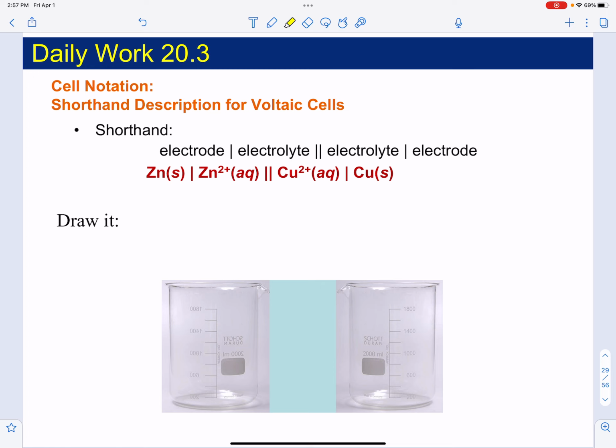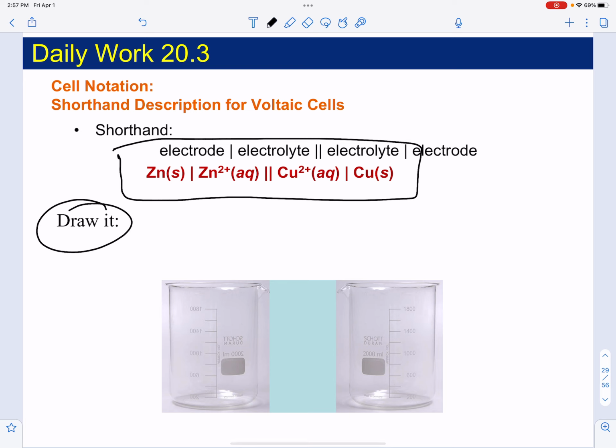So here's your first daily work. Using this, and that's not fair because I did that by just brainstorming. So try not to look at the notes and see if you can do it yourself, and then check your answers by using the notes. Make sure you truly understand this. Just go ahead and draw it.